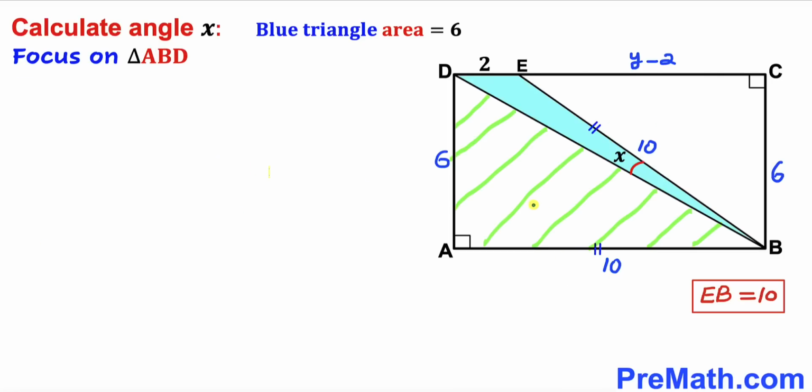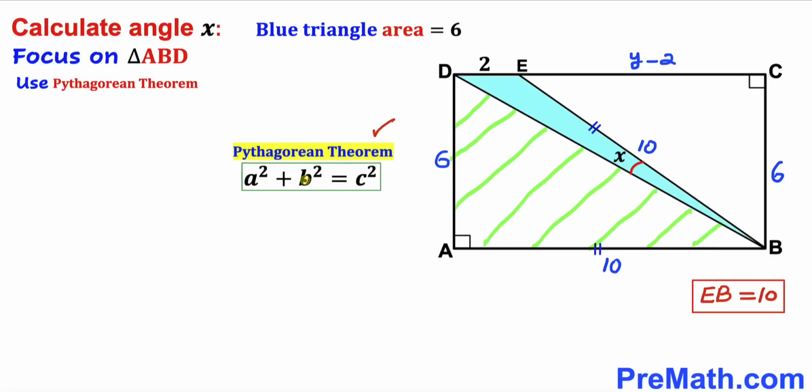Let's focus on this other right triangle ABD. And we are going to use the Pythagorean theorem to find out this unknown side length DB. And here's our Pythagorean theorem once again, a squared plus b squared equals c squared. Let me go ahead and call this side A, this side B, and our longest side C. Now let's go ahead and fill in the blanks in this Pythagorean formula.